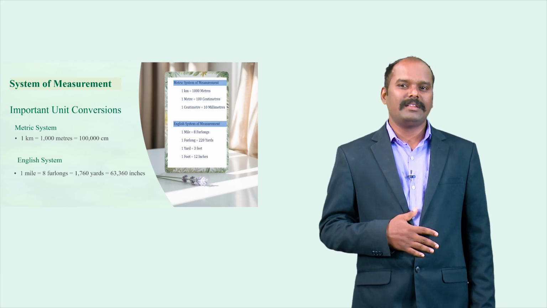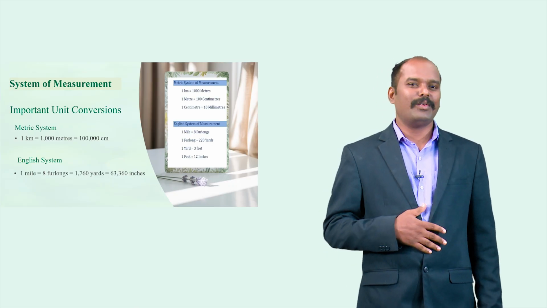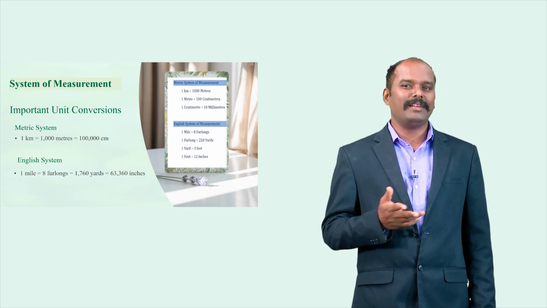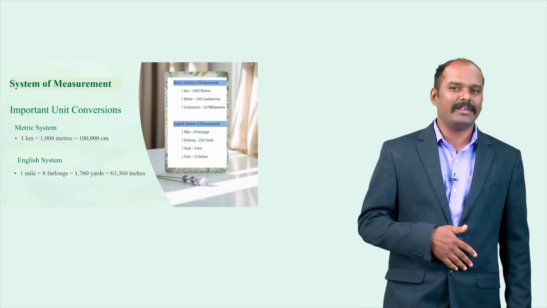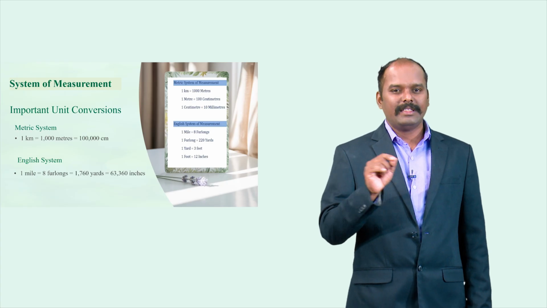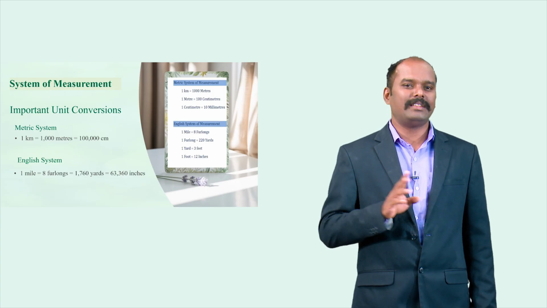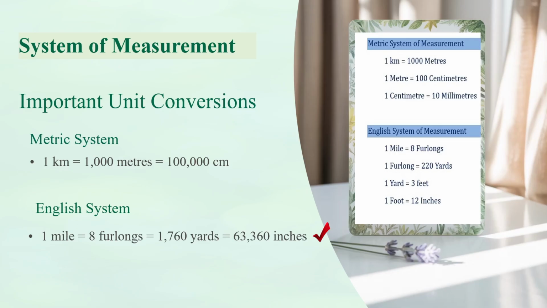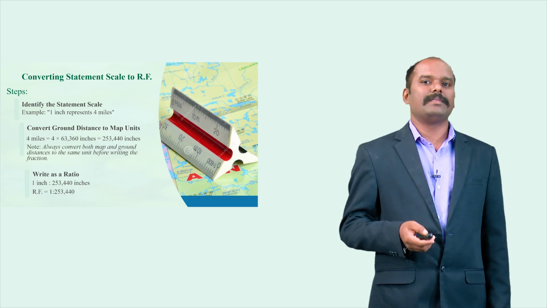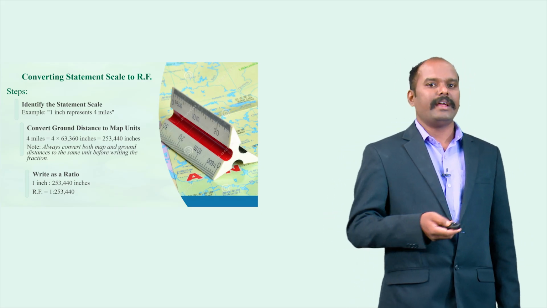The metric system of measurement is about millimeter to kilometer. You know it, so I do not want to spend time on this. 10 millimeters equal 1 centimeter, 100 centimeters is 1 meter. 1 kilometer is equal to 1 lakh centimeters. We need to keep these numbers in mind so that while converting we do not need any multiplication table. And 1 mile is equal to 63,360 inches.